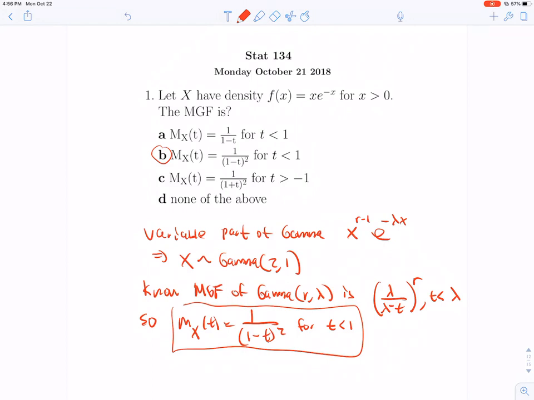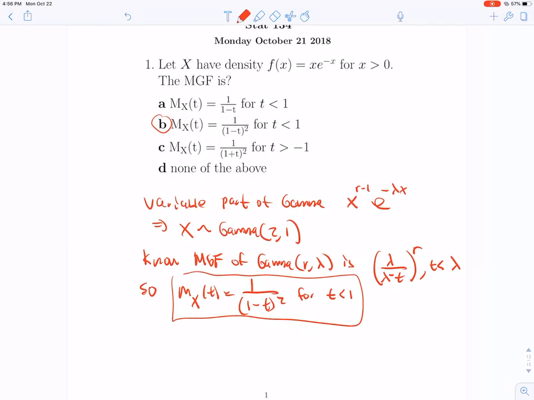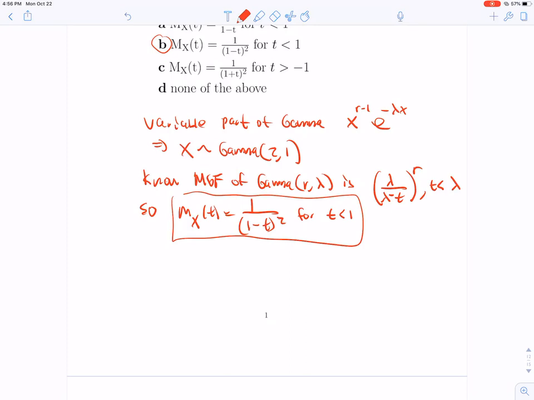So here we recognize that this is gamma. We see that it's gamma, with density proportional to x to the r minus 1 e to the minus lambda x. I'll just say it's a variable part of this. So we know that x is gamma 2, 1. And we know that the MGF of gamma r, lambda is lambda over lambda minus t to the r for t less than lambda. So the MGF is 1 over (1 minus t) squared for t less than 1.